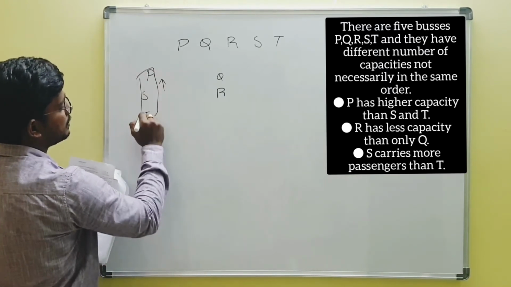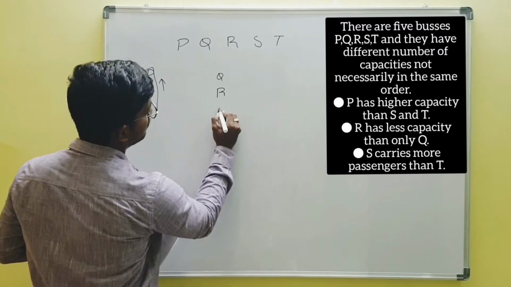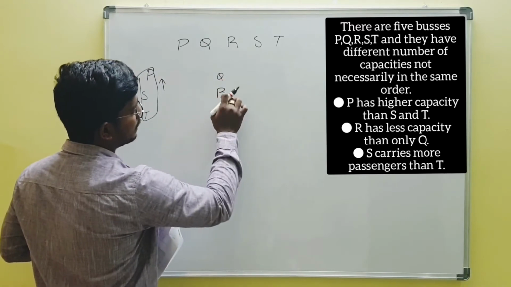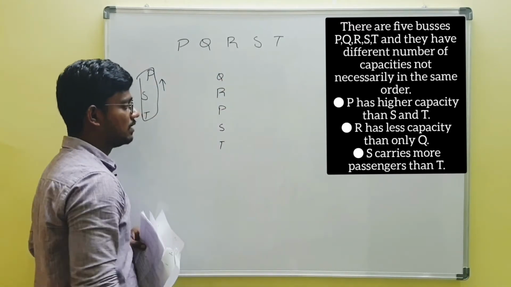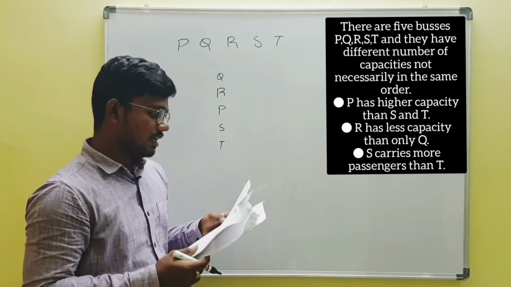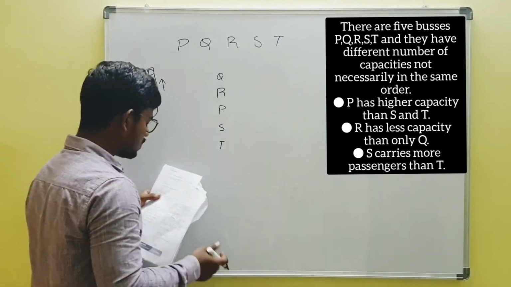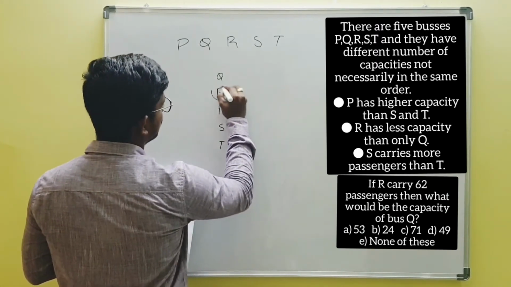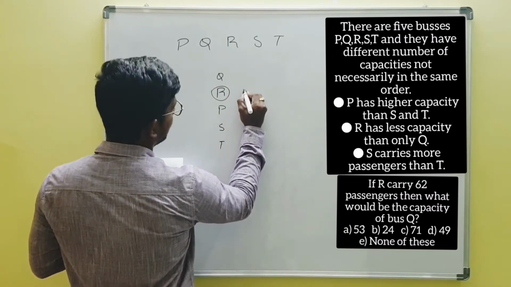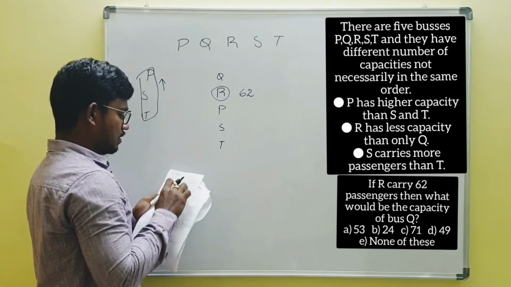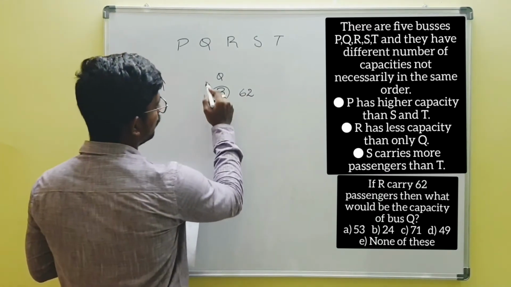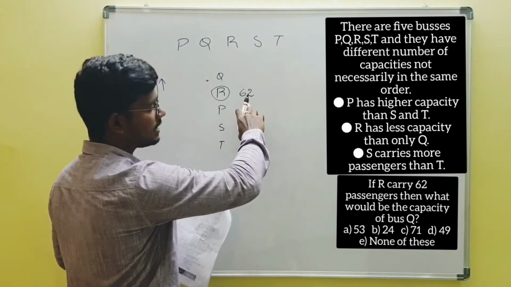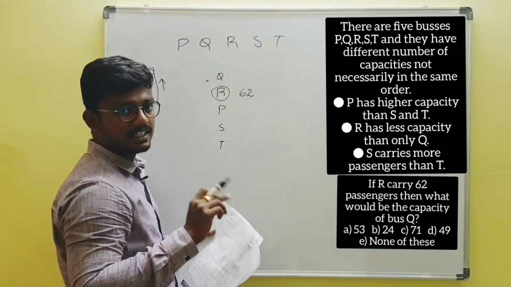So here I got these three buses' arrangement. If I place them, Q has the highest capacity, R is second highest, P is third highest, S is fourth, and T is the last to have the least capacity. The 26th question is, if R carries 62 passengers, then what would be the capacity of bus Q? The capacity of Q is greater than R. So if R has a capacity of 62, then Q must have a capacity greater than 62.